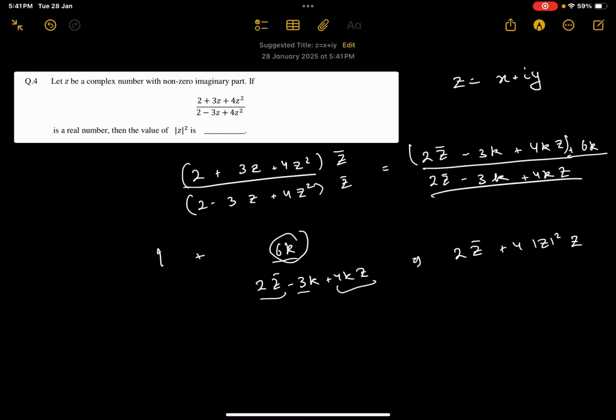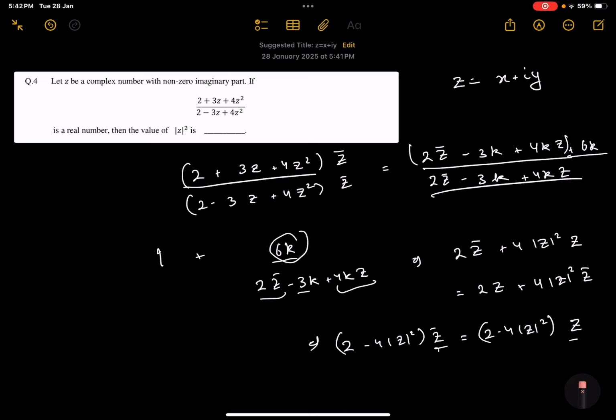No, it should be real, so that means this should be equal to its conjugate, 2z plus 4 z bar, which gives us 2, and as z is not purely, it's not a real number, so z bar cannot be equal to z, that means this thing should be equal to 0, which gives us 2 equals to 4 half. So our answer is 0.5.